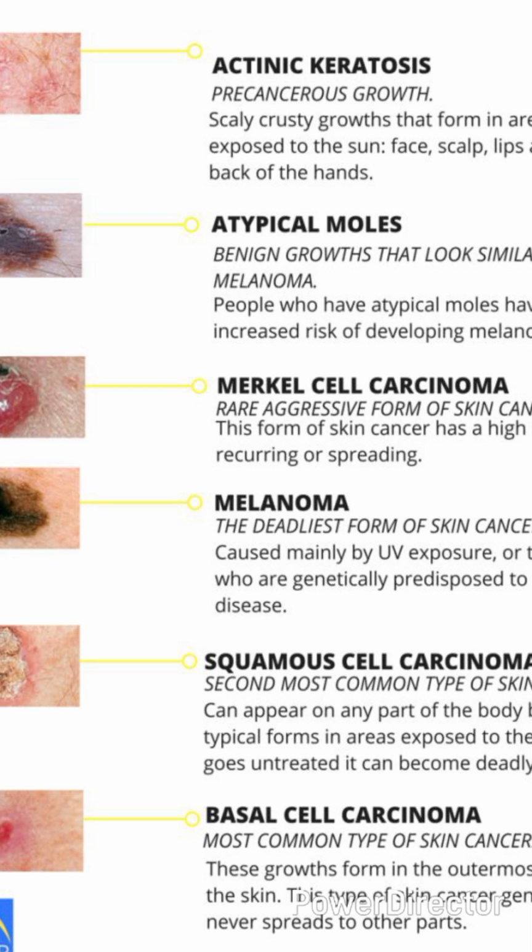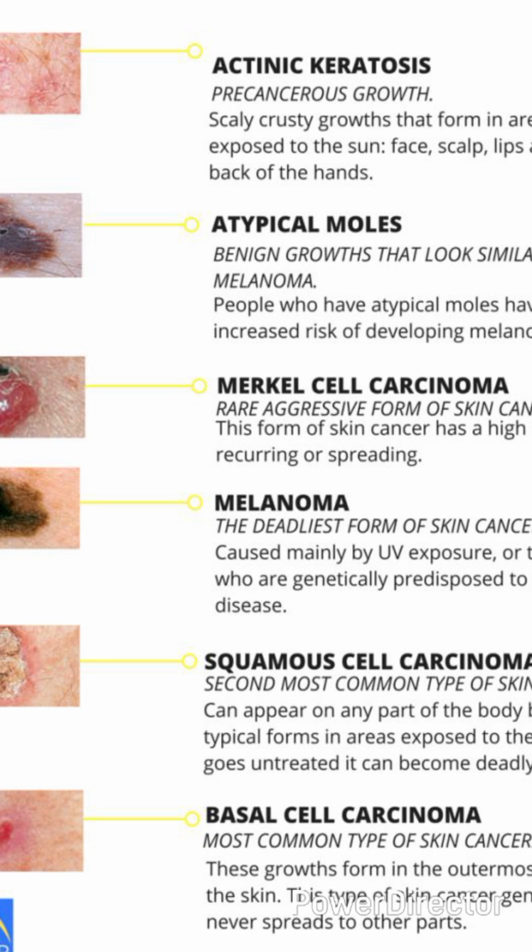Next, melanoma, the most serious and aggressive type arising from pigment producing melanocytes. It often looks like a mole that changes in shape, size, color, and can spread rapidly. Additionally, certain precancerous lesions like actinic keratosis may evolve into squamous cell carcinoma if untreated.